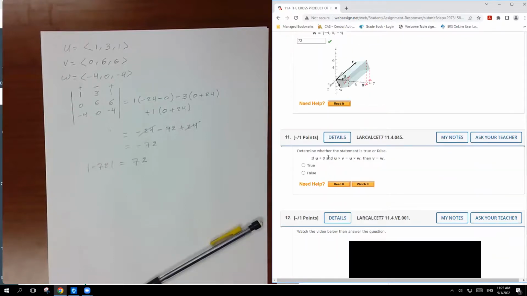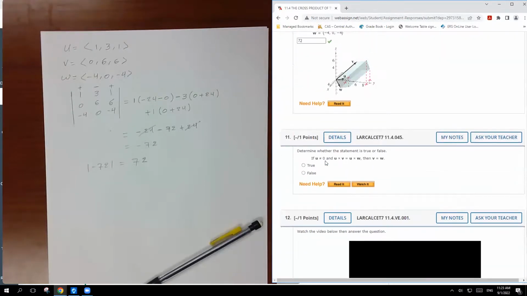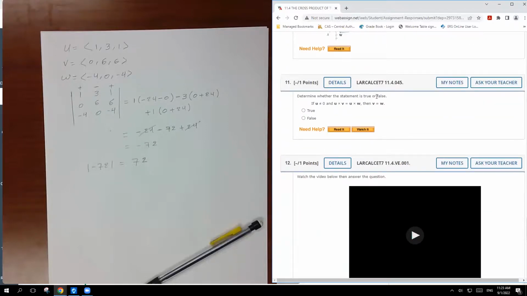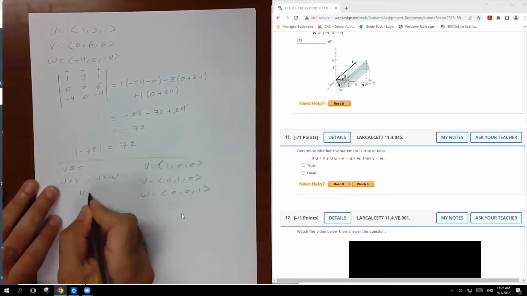The last 2 examples, I think it's a 3 or 2. No, it's just a statement. They're telling you to determine whether the statement is true or false. If U not equals 0, and the cross product between U and V equals the cross product between U and W, does that mean V equals W? Think about that. To find if the statement is true, it has to be that V equals W.